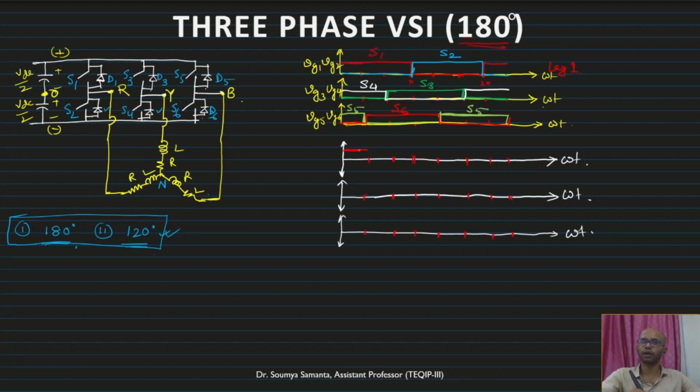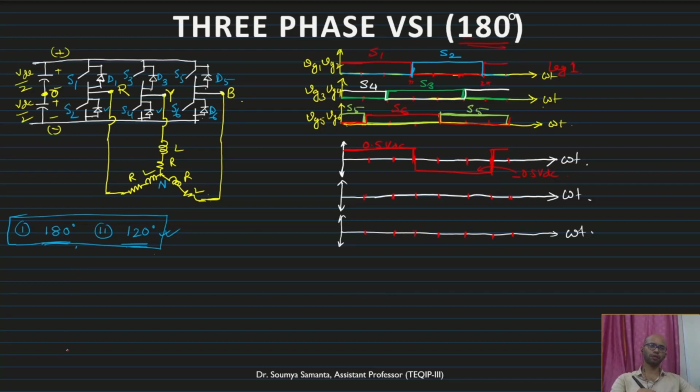So up to this point we will get 0.5 VDC, or VDC by 2. Next, whenever S2 is on, this is connected to the negative DC bus. So we are going to get negative VDC by 2 and so on. This one is minus 0.5 VDC.